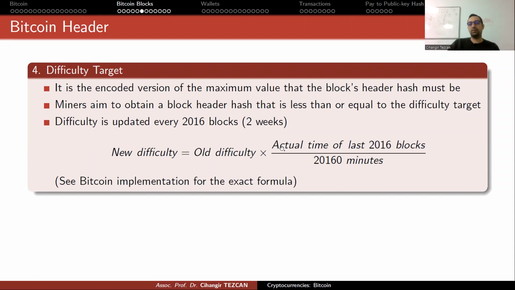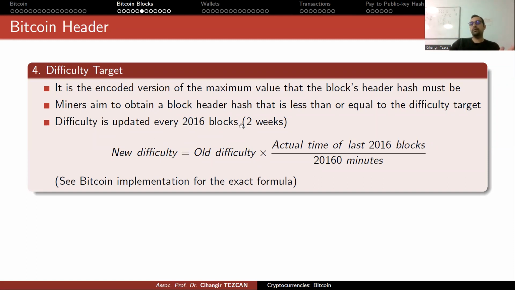Here, what I'm trying to tell is that, in general, if everybody is mining with the same speed as the previous blocks, it will take around this many minutes to mine this many blocks, right? So in 2 weeks, if no new miners are added to the system, it will take, on average, this many minutes. But assume that once the new difficulty is determined, a lot of new miners join the pool.